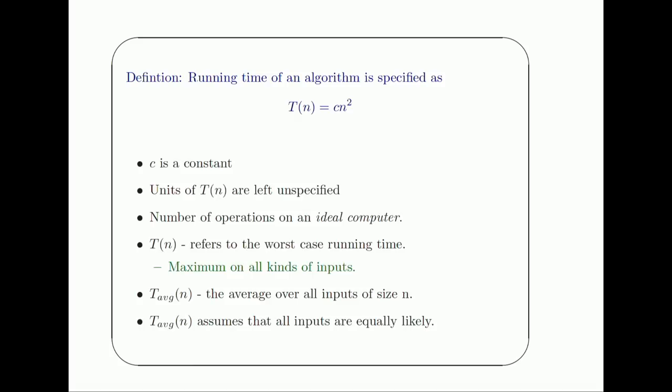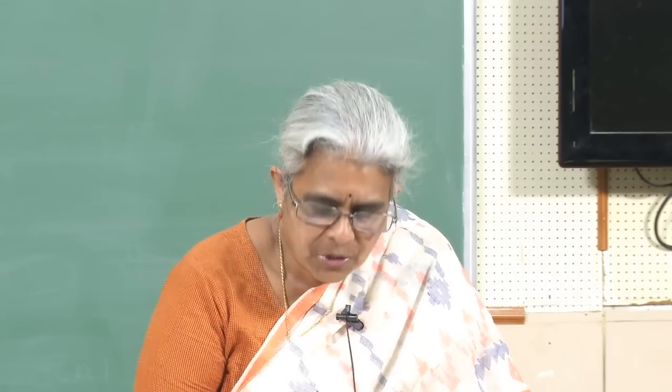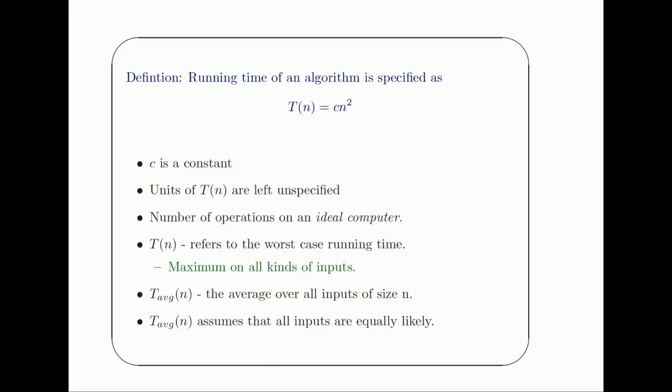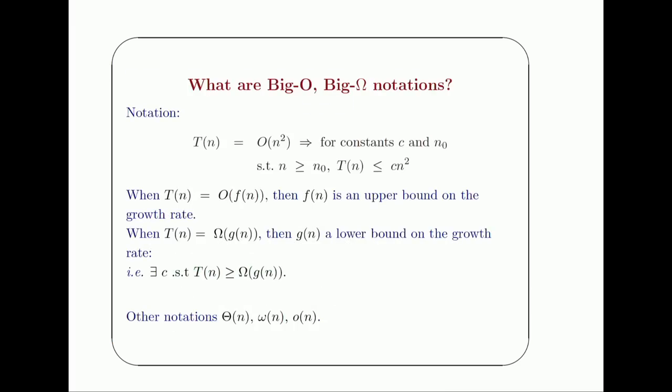There are other types of time complexities which are beyond the scope of this particular course, called the average case T of n, which is the average over all inputs of size n. The average is of course computed assuming that all inputs are equally likely, but there are other algorithms which talk about inputs which are not necessarily equally likely, and the running time of such programs is also computed. But we will talk about very simple worst case time complexity.